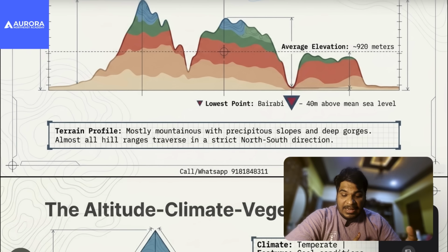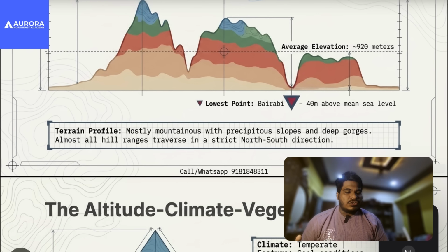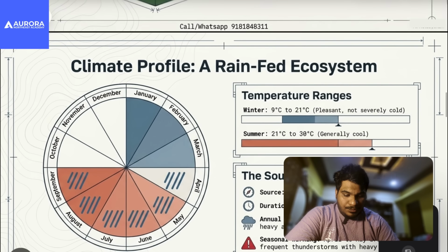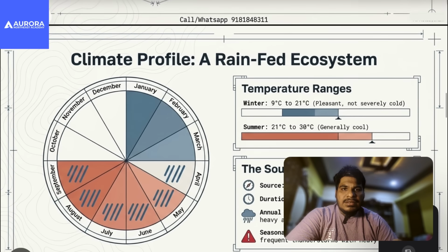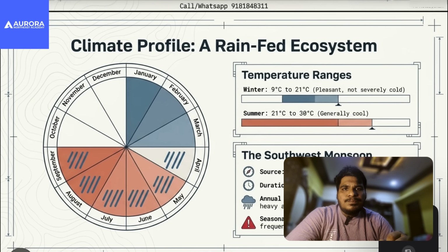The terrain profile is mostly mountainous with precipitous slopes and deep gorges. Almost all hill ranges traverse in a strict north-south direction. In our next classes, we'll have some idea about the climate profile, the soil profile, and other important geographical details of Mizoram. This is just the beginning, not the end.